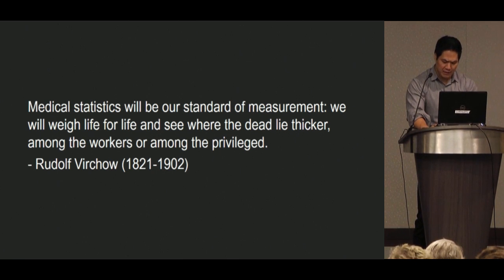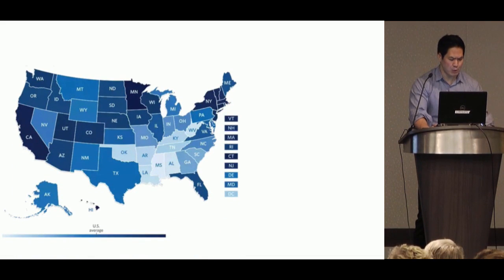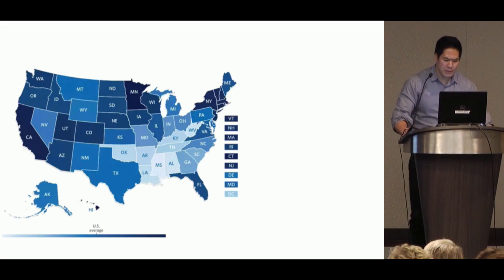We can use big data from death certificates, for example, to illustrate these inequities in the population-level distribution of health and things like death. This is a map showing life expectancy in the US. People in lighter shades of blue die earlier compared to those in darker shades of blue.